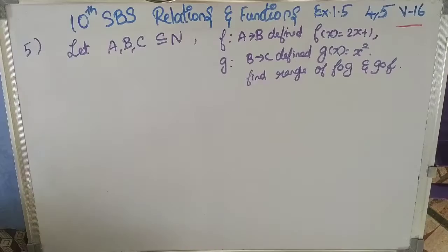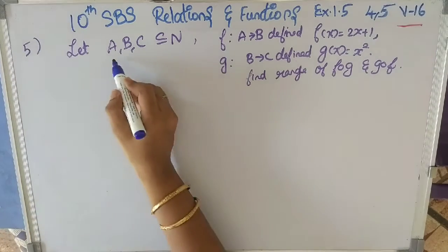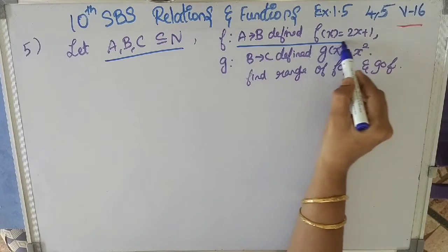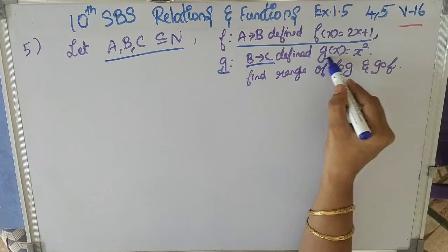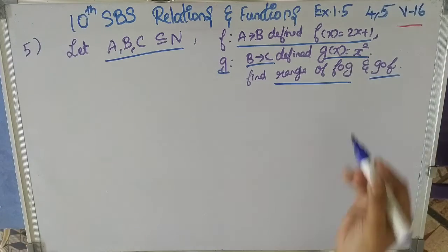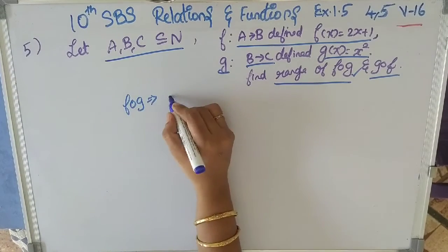Okay. Now let's go to the fifth question. Here A, B, C are the subsets of natural numbers. Okay. A, B, C are the subsets of natural numbers and f is from A to B and is defined as f of x is equal to 2x plus 1 and g is from B to C and defined as g of x is equal to x squared. We have to find the range of f dot g and g dot f.